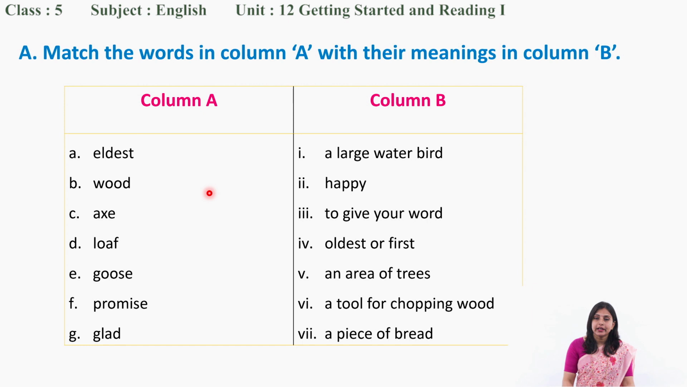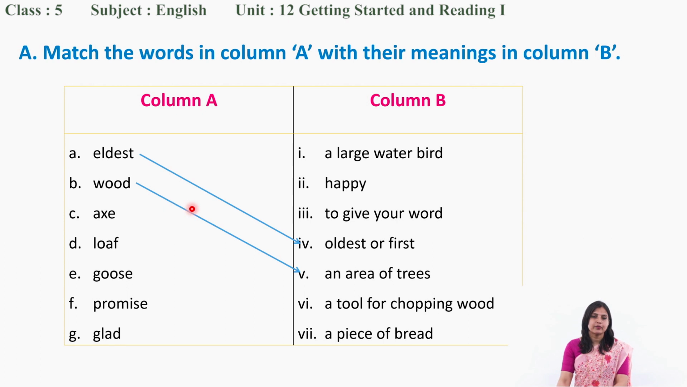Alright, so have you done that? So what did you match eldest with? Good, oldest or first. Then wood. Yes, an area of trees.